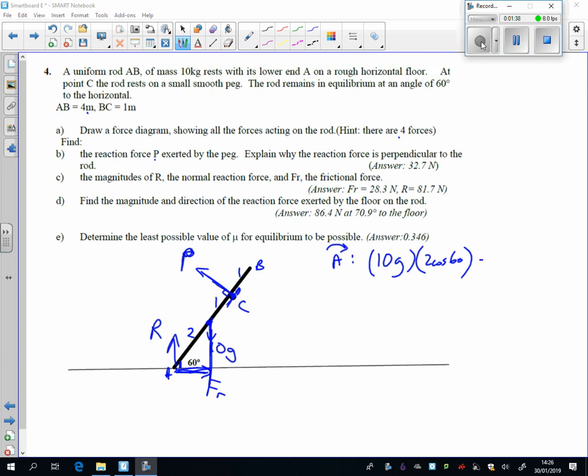And going in the other direction is the force we're trying to find, which is 3 meters away. And look, that is the perpendicular distance there, so I haven't got any trig to worry about there. So this then equals 0. So P is going to be 20g cos 60, that's that bit there, divided by 3. And P turns out to be, you're told it in the question here, 32.7. That's what that works out to be.